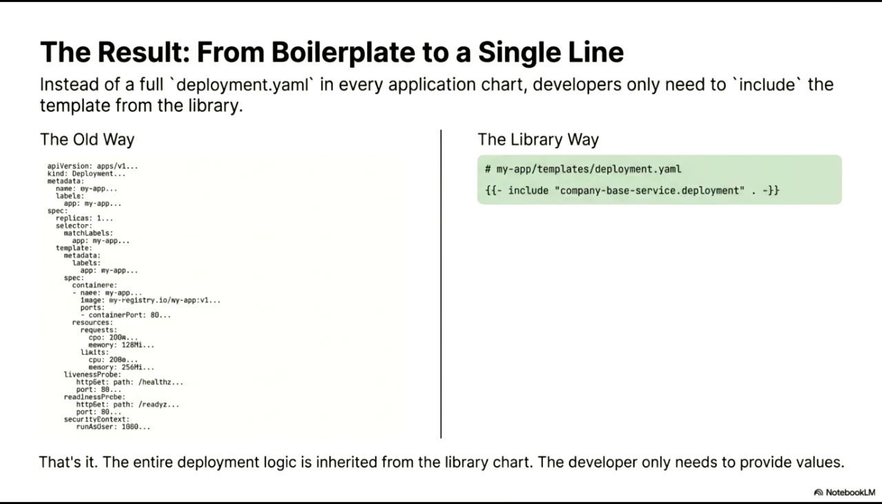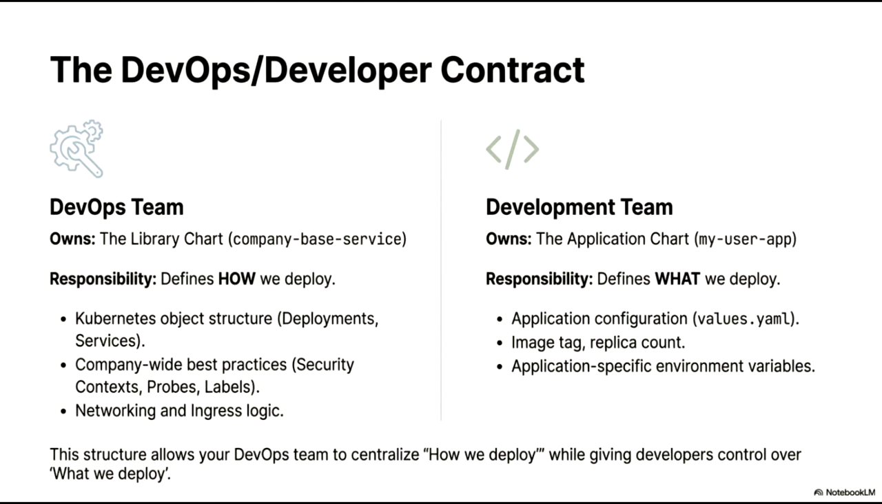On the right, the library way shows the drastic simplification possible with Helm library charts. By calling a centralized template, we reduce the entire deployment file to just one line. All the underlying logic is inherited from the library chart, allowing developers to focus strictly on providing their application-specific values while maintaining organizational standards.